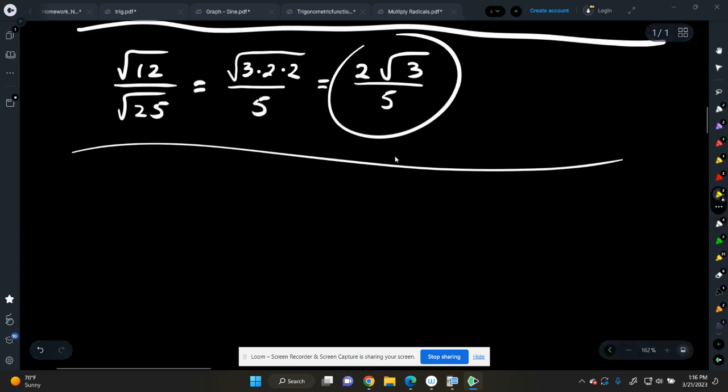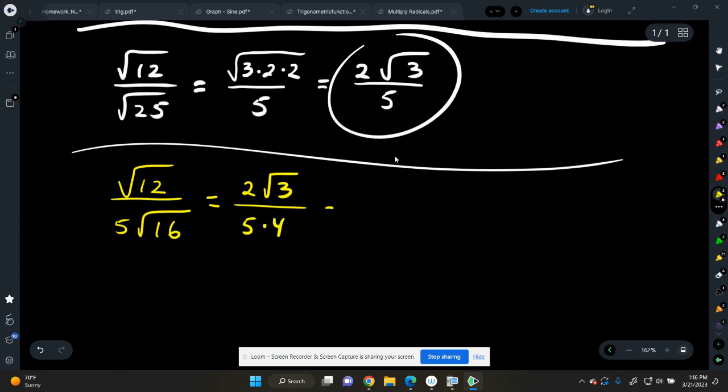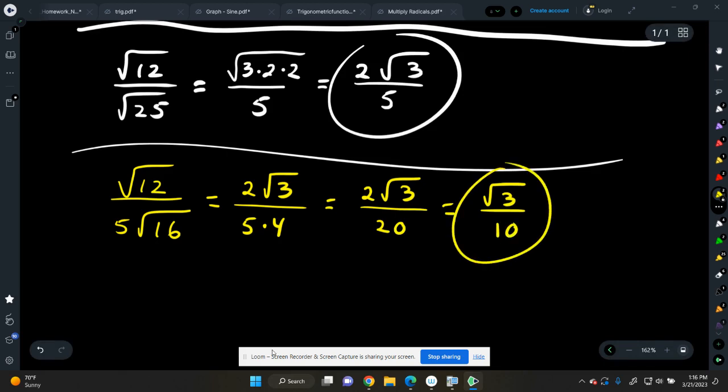Okay, let's look at the square root of 12 over 5 square root of 16. We just did the square root of 12 on the one above. So what's the square root of 12 equal? 2 square root of 3, right. Good. Okay, we good? Yes. There we go. Square root of 3 over 10.